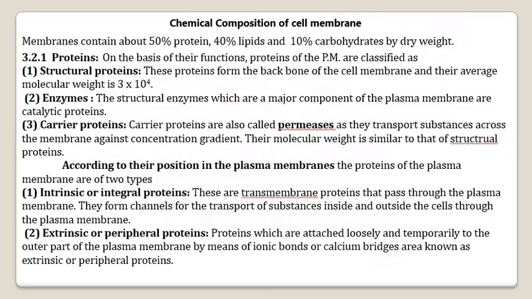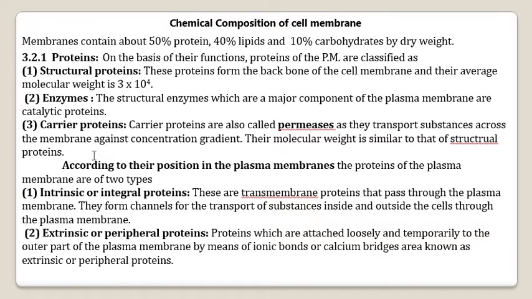So enzymatic activities are shown by the proteins. These are called structural enzymes, which are the major component of the plasma membrane, and are catalytic proteins. They carry out the reaction on the cell surface, right? So they are called catalytic proteins, or enzymes.